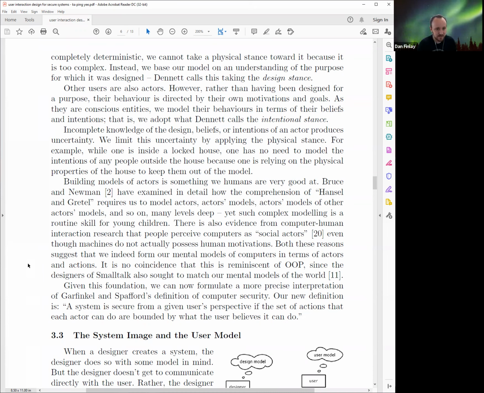Building models of actors is something we humans are very good at. Bruce and Newman have examined in detail how the comprehension of Hansel and Gretel requires us to model actors' models of other actors' models, and so on, many layers deep. Yet such complex modeling is a routine skill for small children. There's also evidence. Wait, let me just step through that.